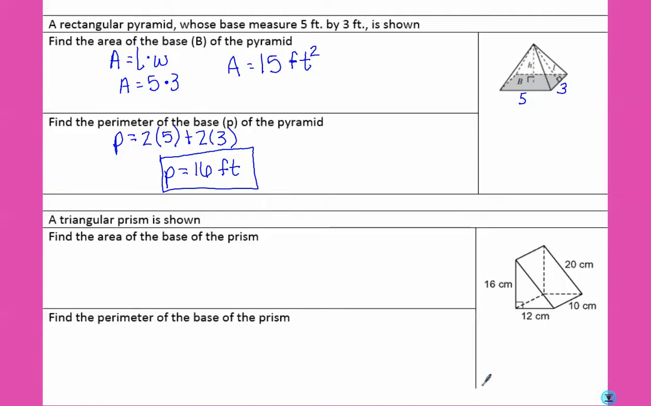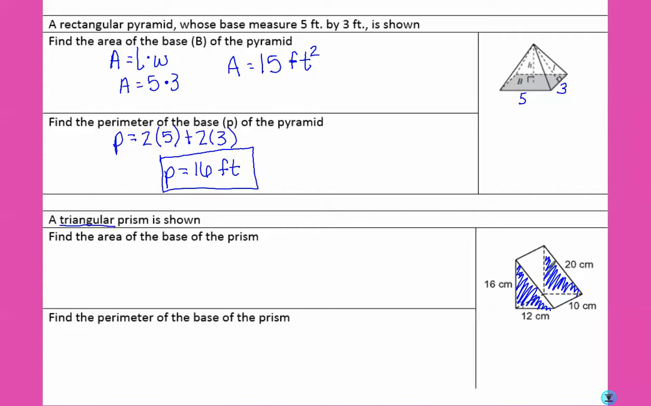Now let's look at the triangular prism shown. The fact that it's a triangular prism tells us the shape of the base. So this is our base right here. And remember, it always has 2 bases, so here's the other base. Find the area of the base.